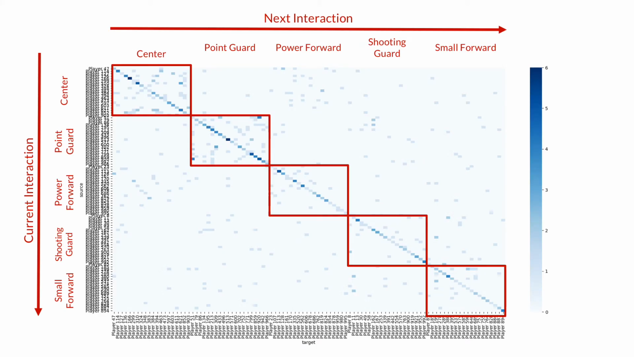We found that users were significantly more likely, regardless of which condition they were in, to interact with the same player in subsequent interactions, as can be seen by the dark colors and high probabilities on the diagonal. Furthermore, people were more likely to interact with players of the same position in subsequent interactions.